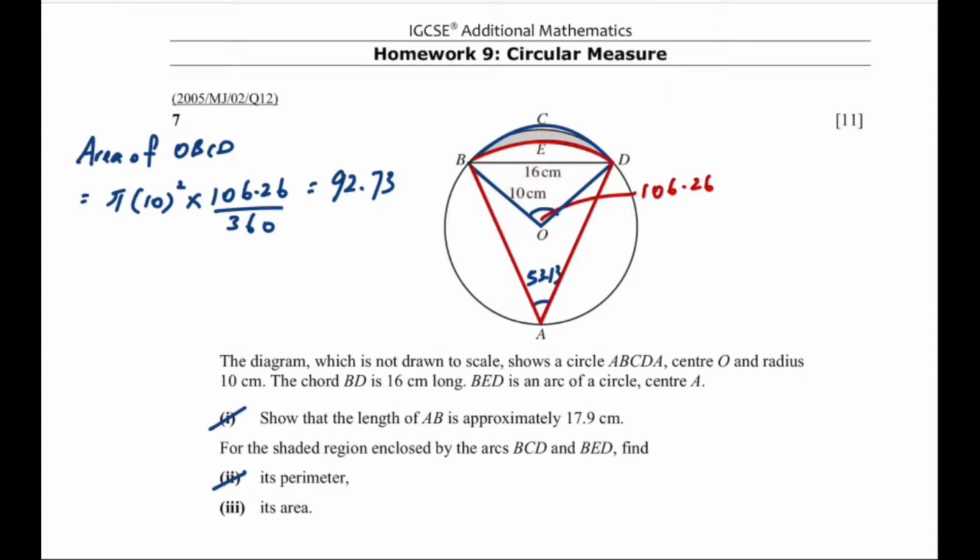Now I'm trying to find the triangle BOA. These two should be congruent, these two triangles BOA and DOA. So I need to split it into two parts first. Okay, do I know the angle here? Yeah, I can figure it out. 360 degrees minus 106.26, divided by 2. I need to find the angle over here. Call it theta.